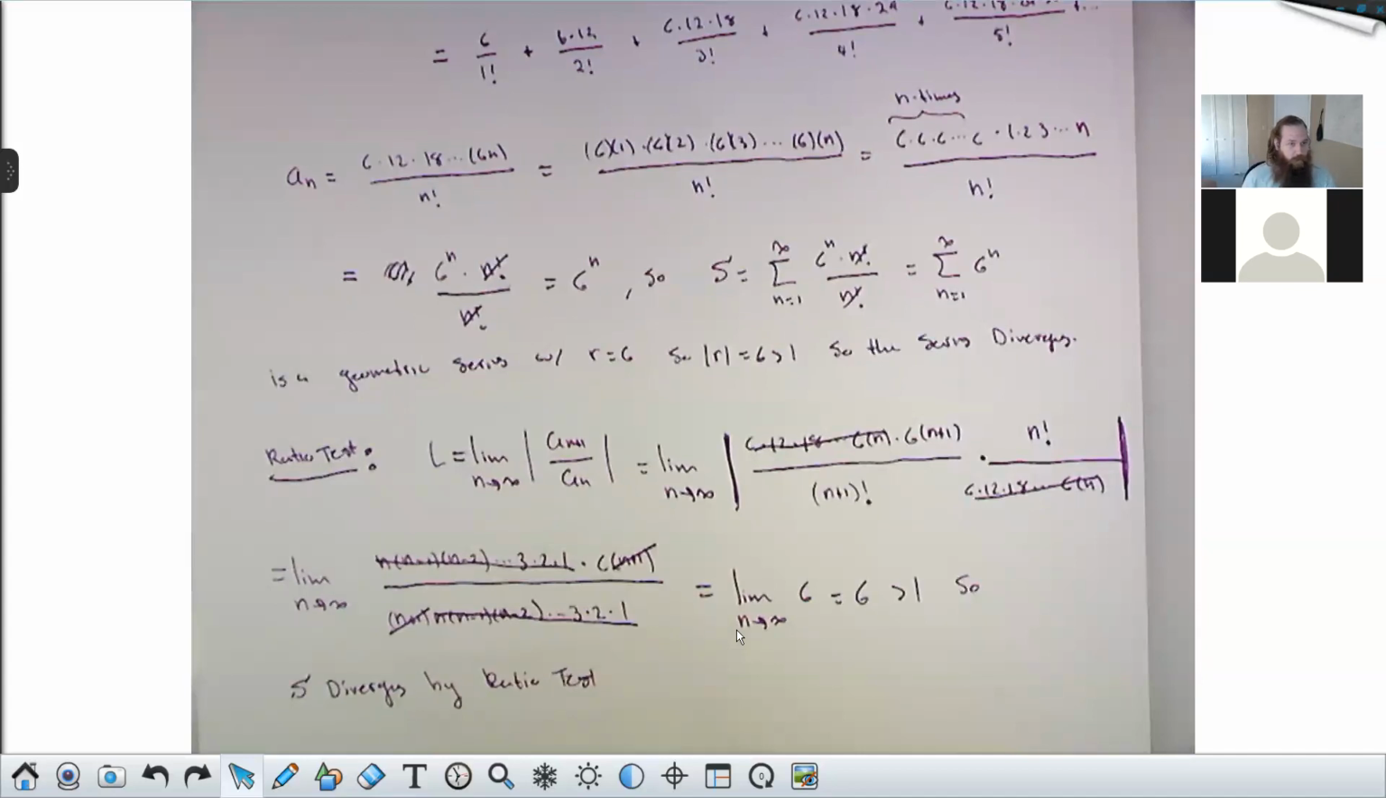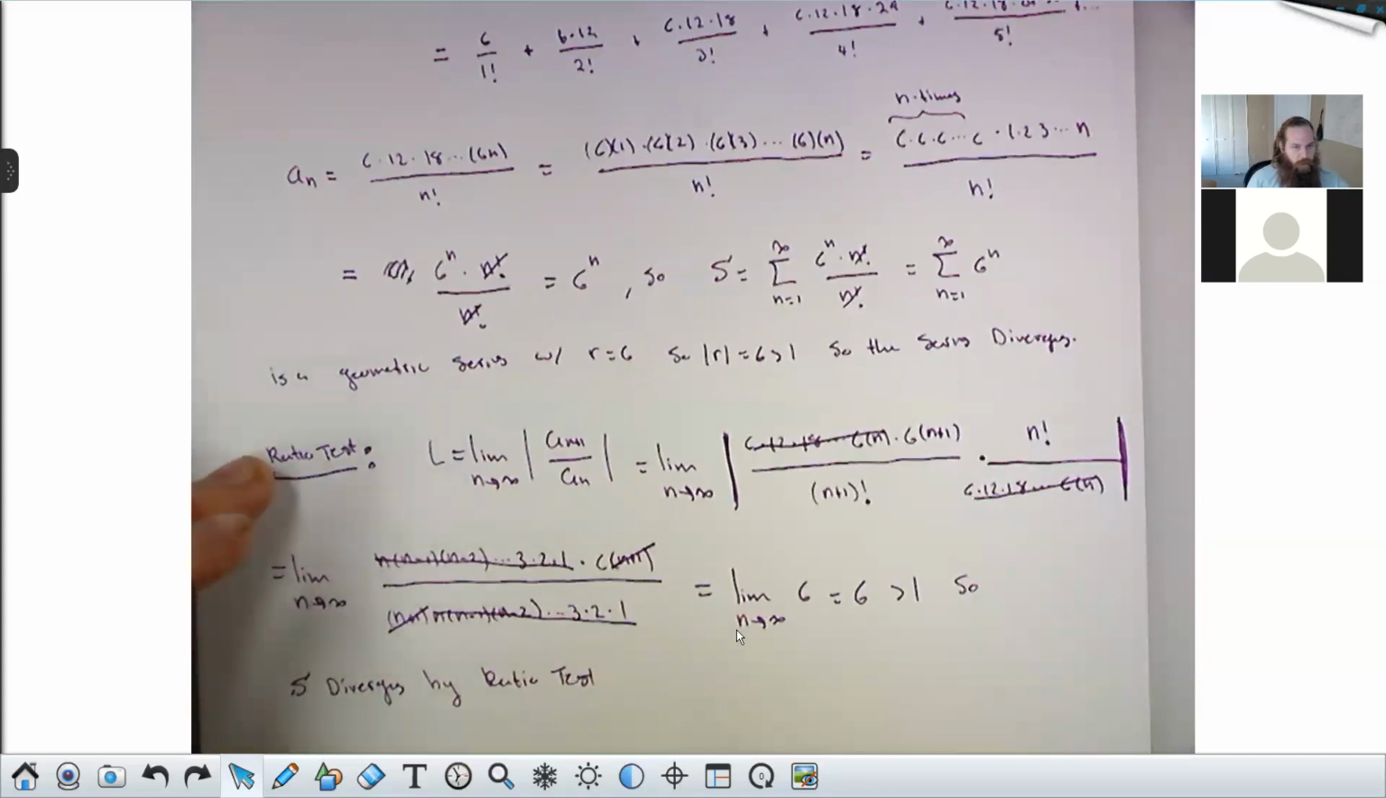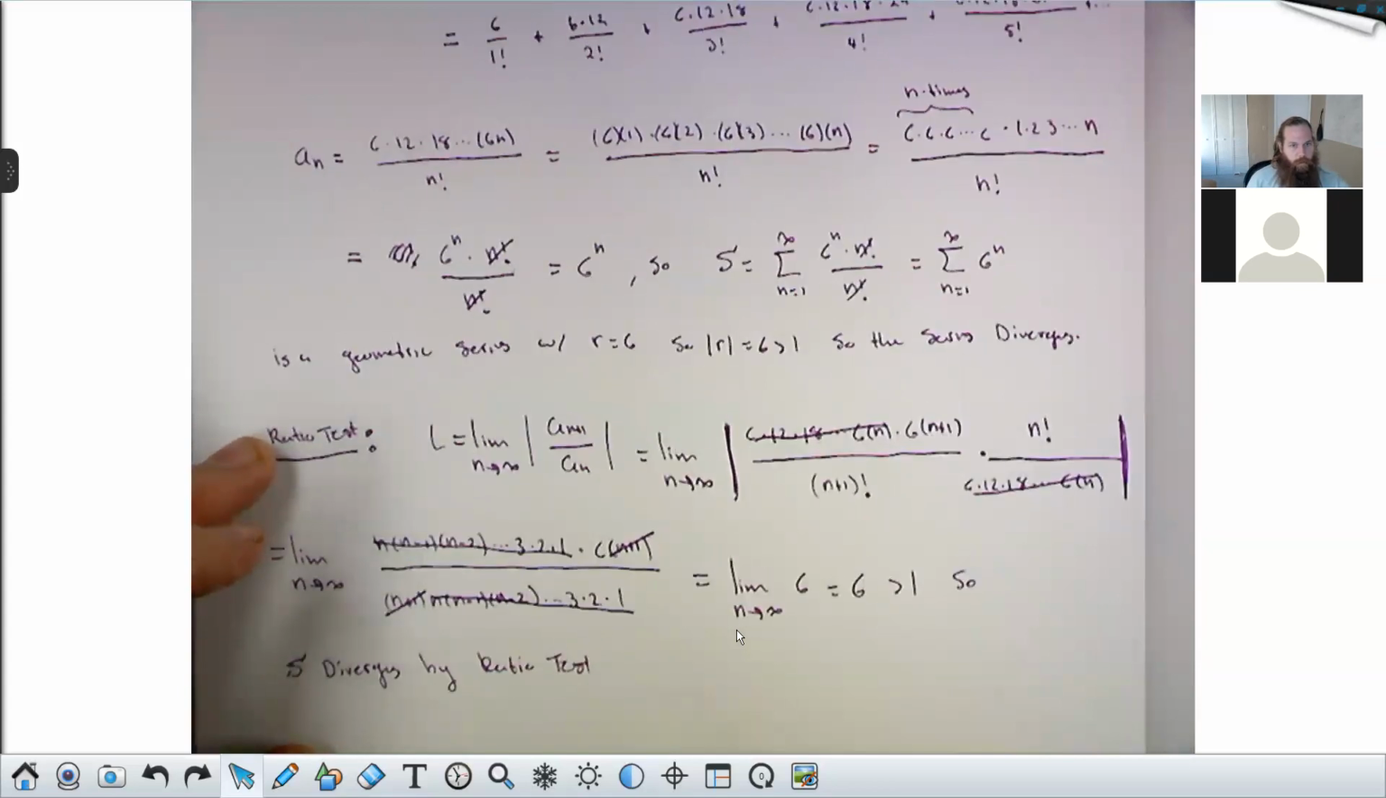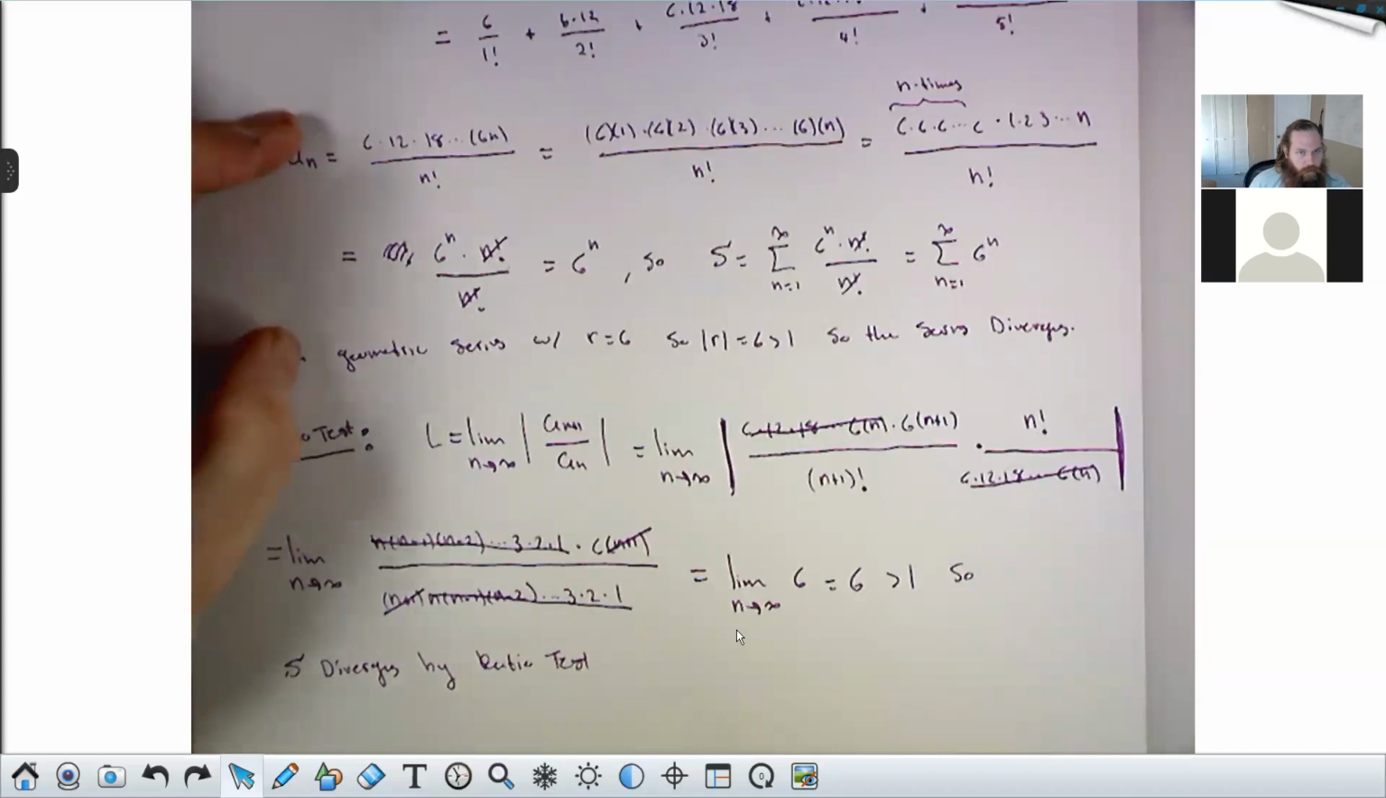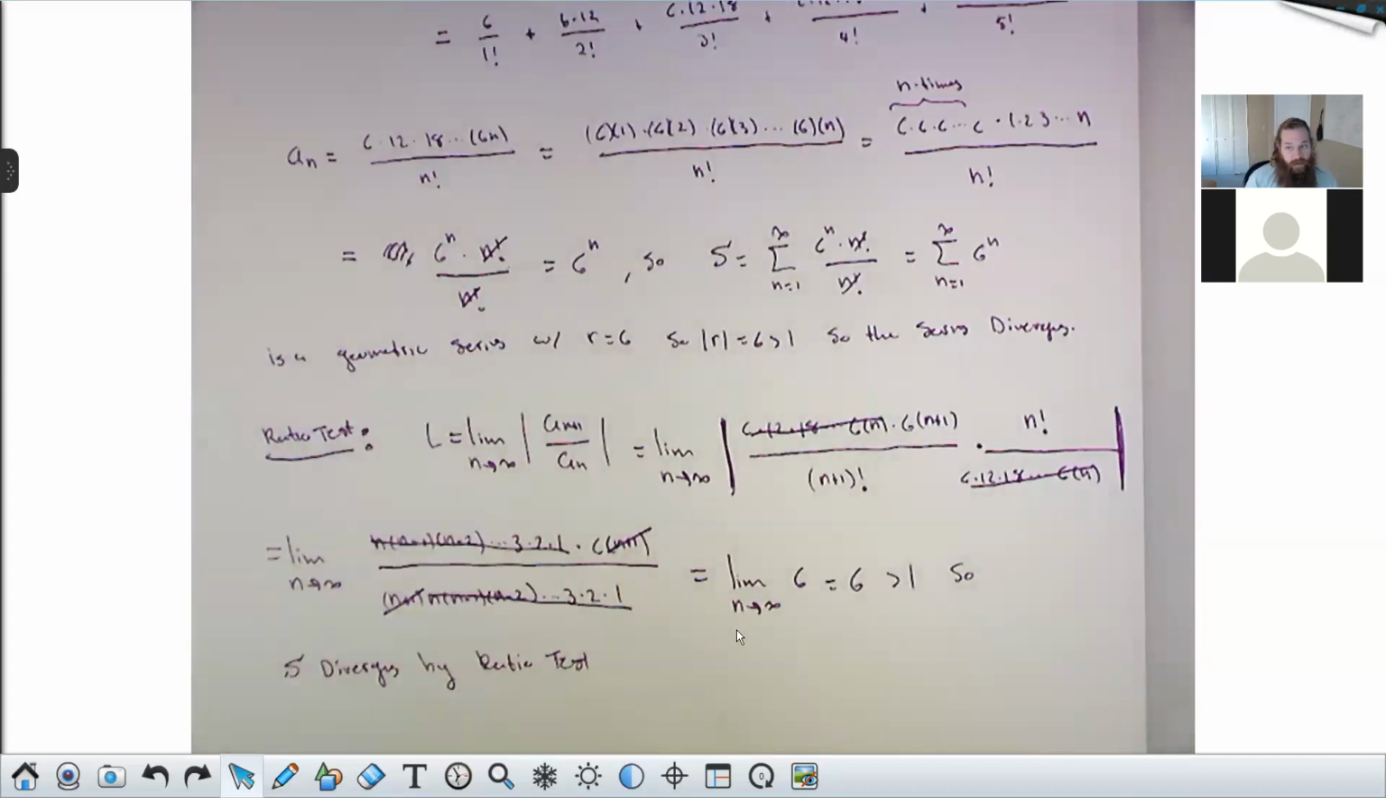So, two different solutions to the same problem. The suggested solution is this one with the ratio test. My preferred solution is this one, just realizing that the series is actually geometric. But either one is fine.